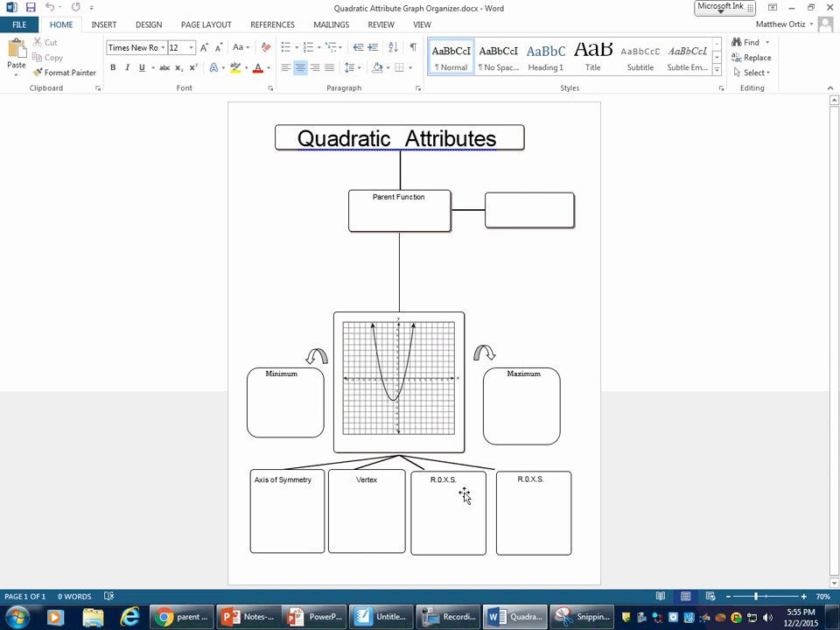So these will be big parts of our vocabulary. Another part we'll be talking about is concavity, so whether it faces up or down, which lets us know if it has a minimum or a maximum. Let's go and let's begin. We'll start at the top and talk about the parent function and its attributes.